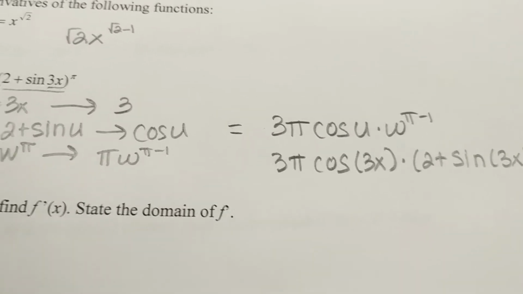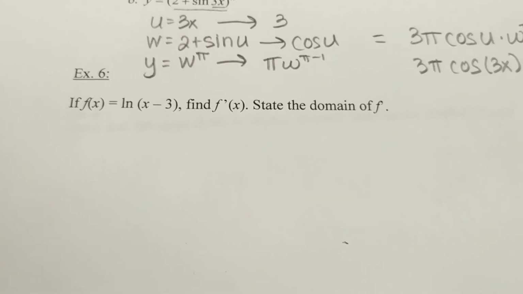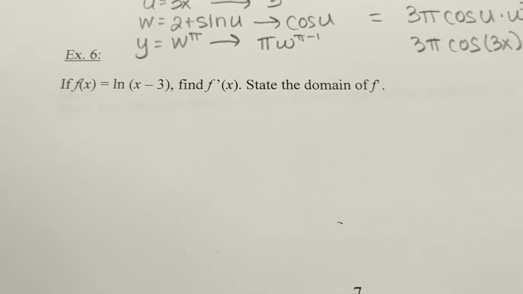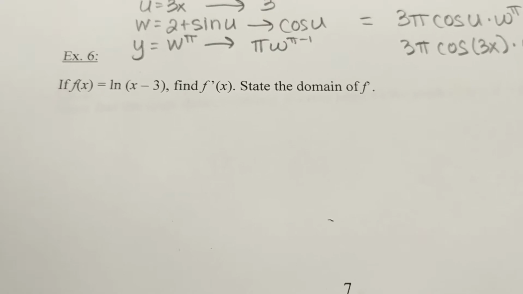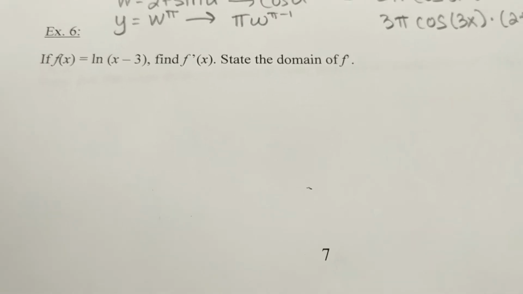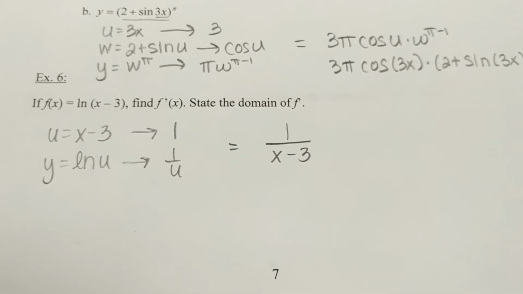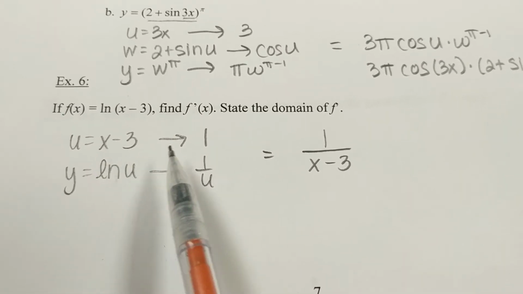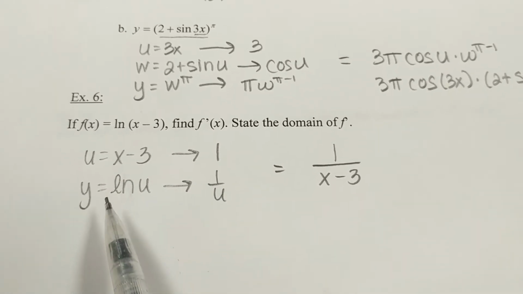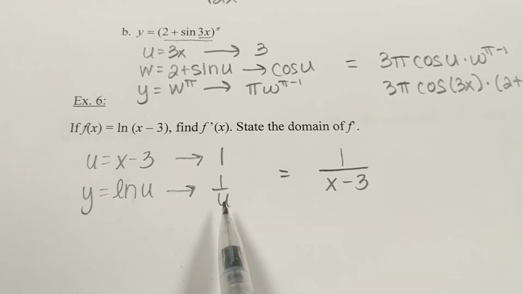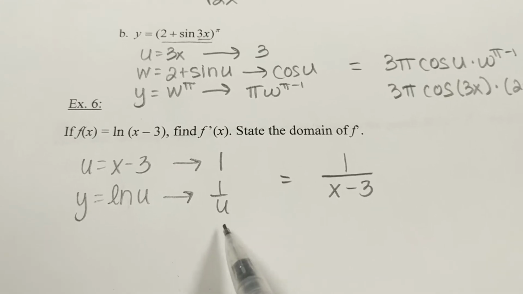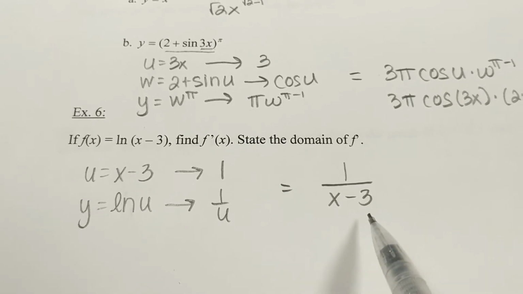Last but not least, we've got example 6, natural log of x minus 3. They want you to find the derivative and state the domain of f prime. Go ahead and work on that one. This one was nice and easy with chain rule. The inside function was x minus 3 with a derivative of 1. The outside was natural log of u, so 1 over u. So when I multiply those together, I just get 1 over u, or 1 over x minus 3.